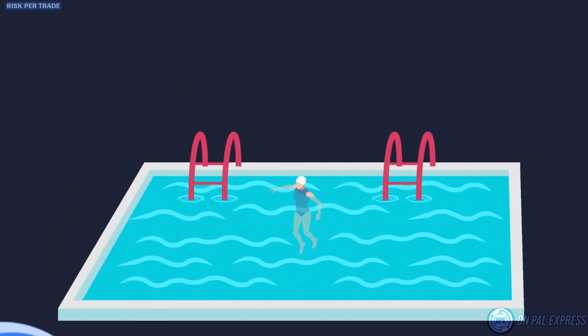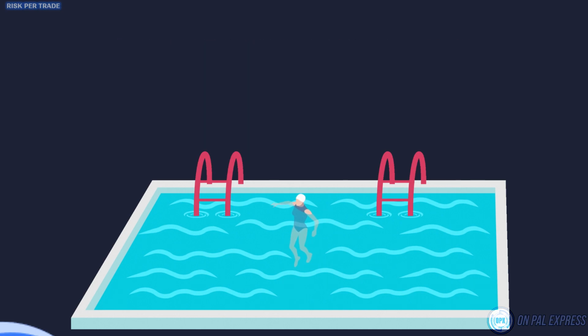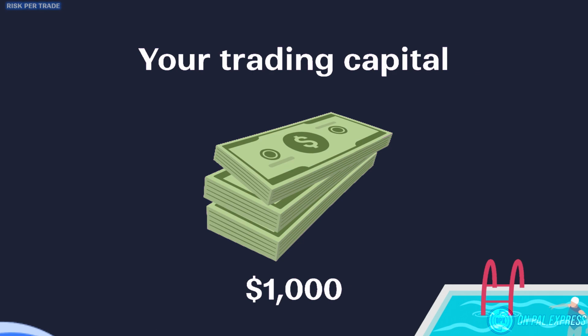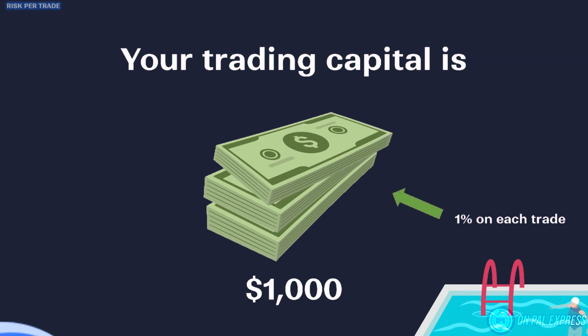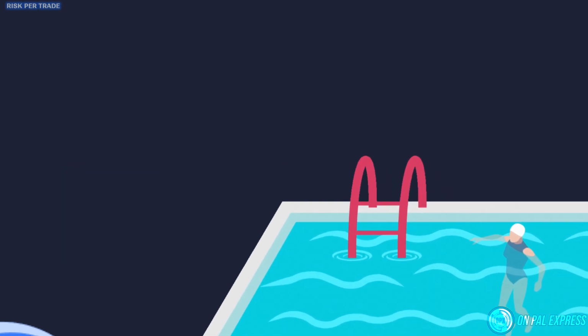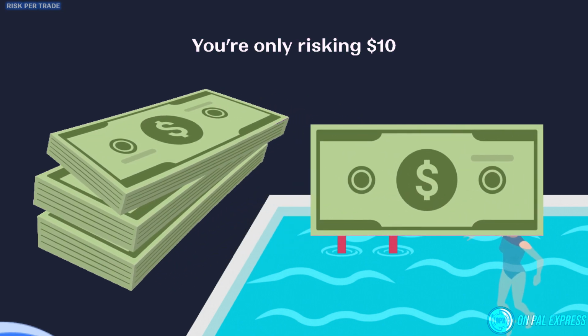So, risk per trade helps you manage your swims or trades so that even if you don't swim well a few times or take some losses, you still have plenty of your pool left to keep swimming or trading and improving. In mathematical terms, if you have a trading capital of $1,000 and you decide to risk 1% on each trade, the calculation would be: risk per trade is equal to trading capital, multiplied by risk percentage. Therefore, $1,000 multiplied by 1% is equal to $10. This means for each trade, you're only risking $10.